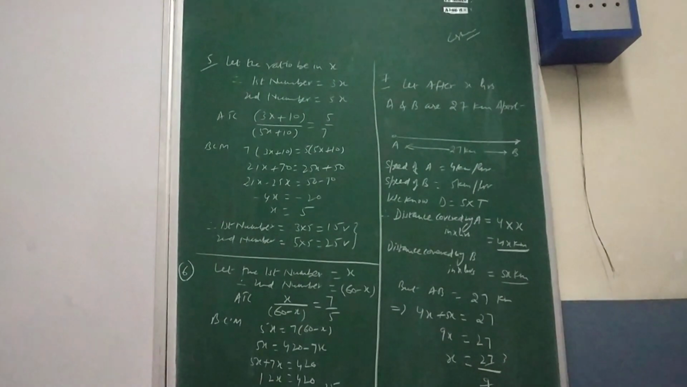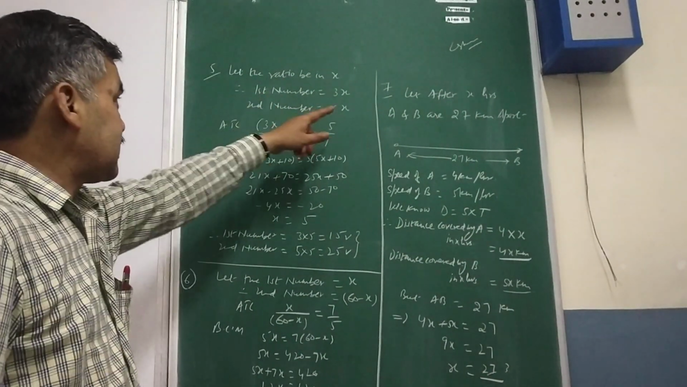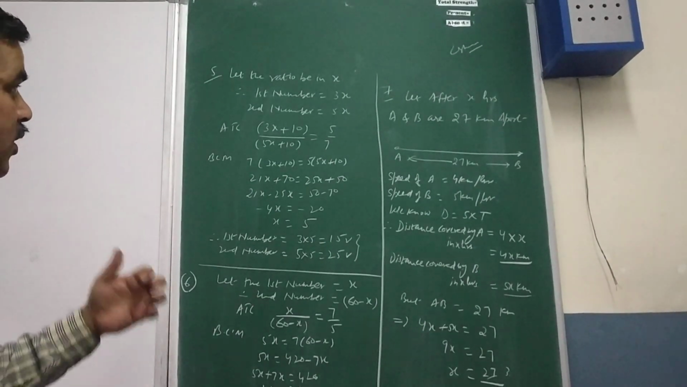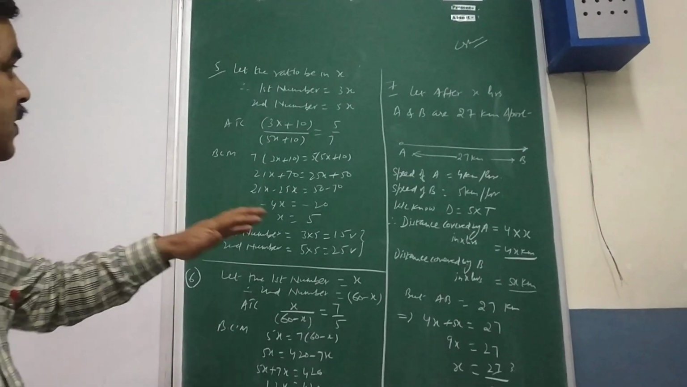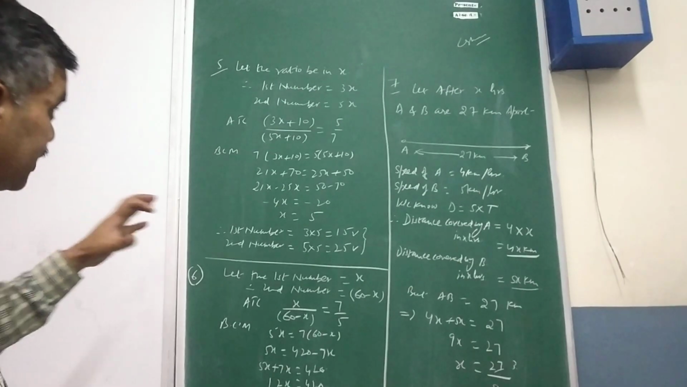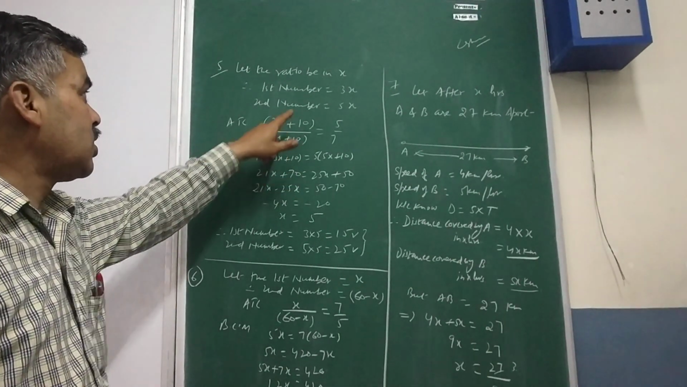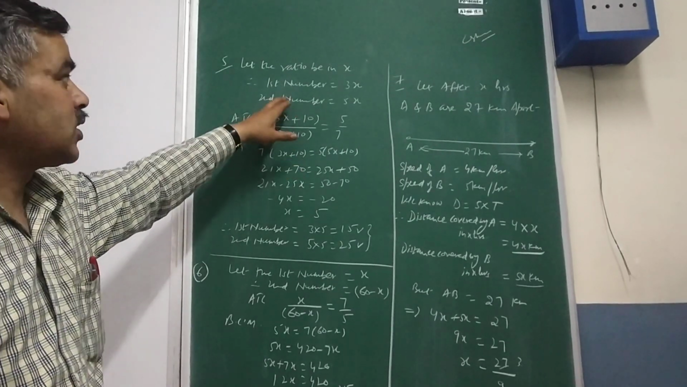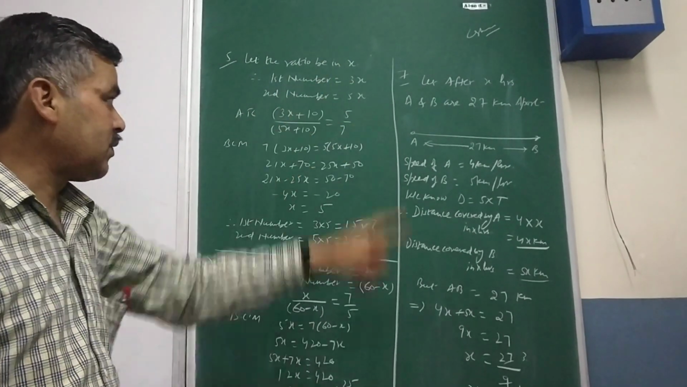Now the ratio is 3:5. So let the ratio be in x again: the first number is 3x and the second number is 5x. Please do not change the order. Then the new ratio is 5 upon 7. Then 10 is added to both, as given in the question. So if 10 is added to both, it becomes 3x plus 10 and 5x plus 10, and the ratio between the two will be equal to what? 5 upon 7.